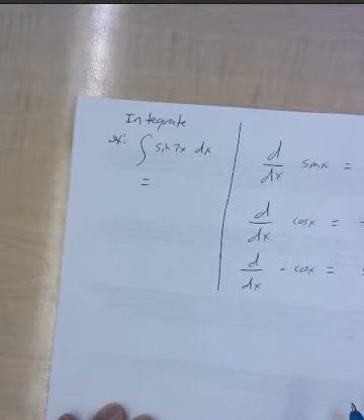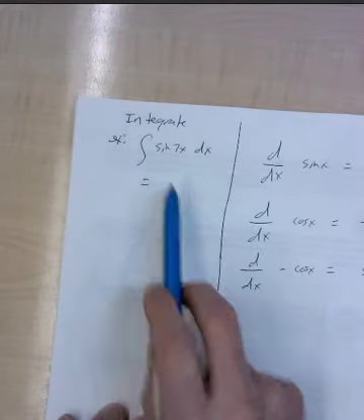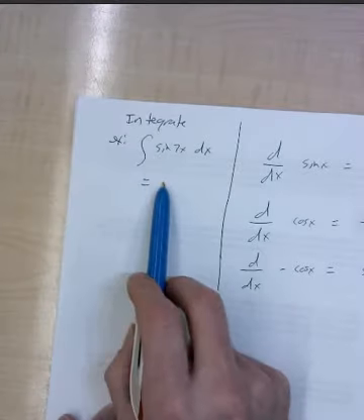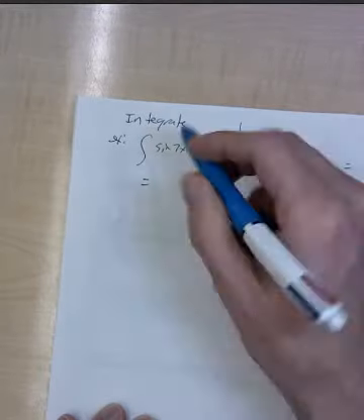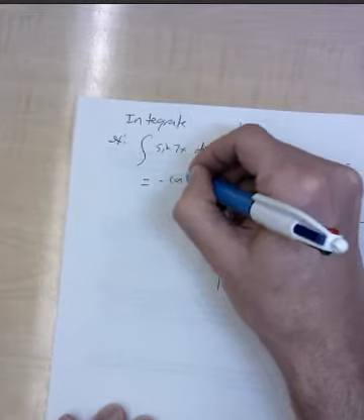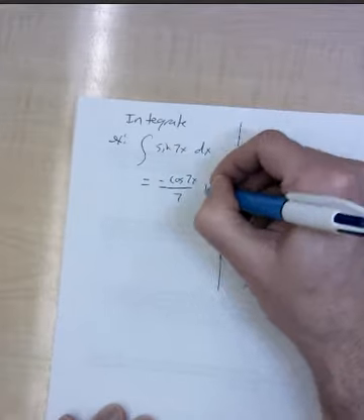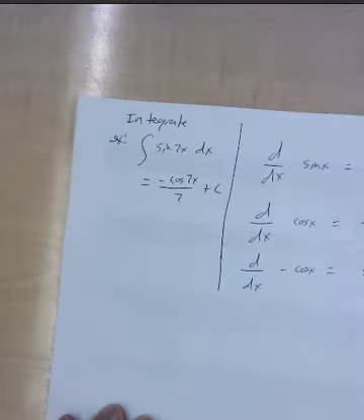Okay. So, are we good in saying now that the integral of sine is really negative cosine? Yes, because of this little relationship that we just saw right here. So we have negative cosine of 7x over 7 plus c. Don't forget the plus c. Okay, are we good?